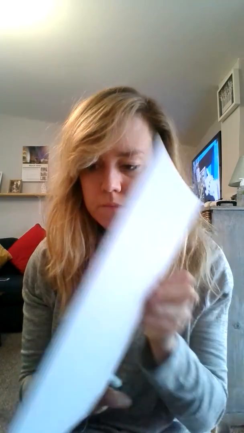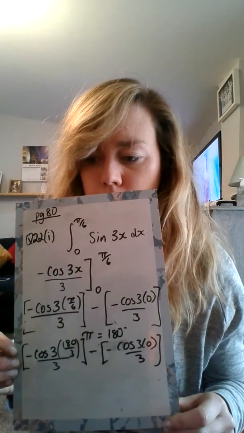Now just to note, as I've said, the pi here is 180 degrees, because it's a trig function. So this is going to be minus cos 3, and it's going to be 180 over 3, all over 3, minus cos 3, 0 over 3. I'm just writing it out again bit by bit. So I've just subbed in the 180 in place of pi. Okay, 180 over 3 then.